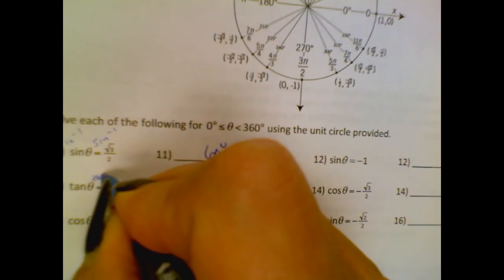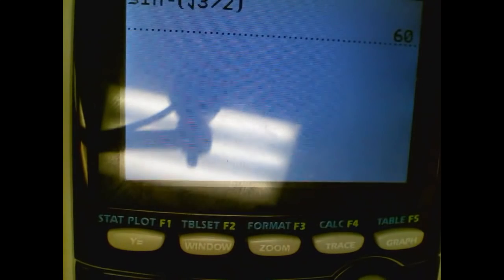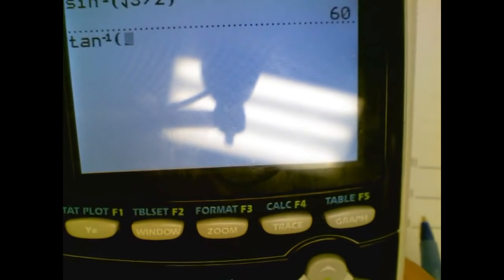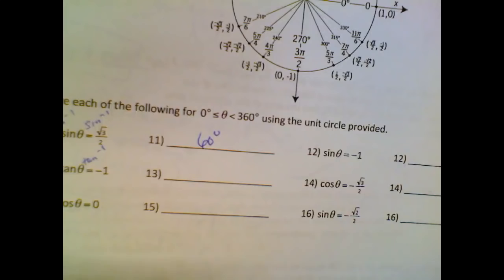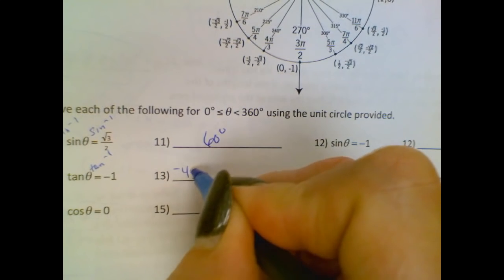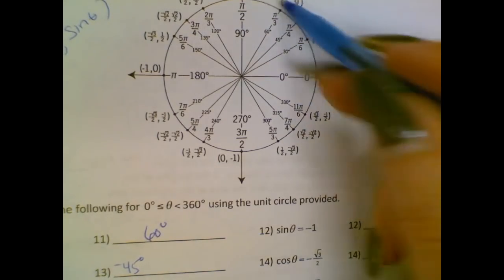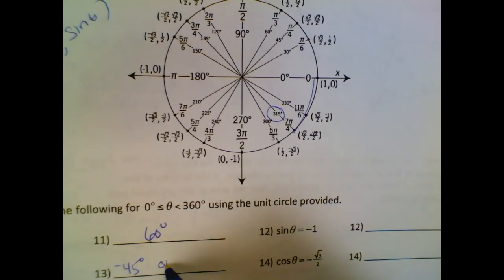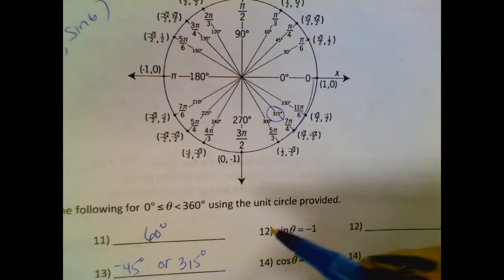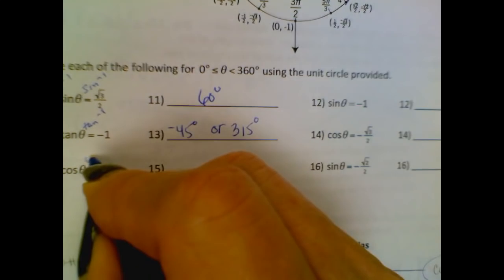And then find this one, arctan of -1. So if you did arctan of -1, you get -45. Now, I'd accept this answer, but do you know that -45 is the same thing as, here's -45, it's the same thing as 315. So you could use 315 as well. So tan -1 is at -45, or you can say 315. Accept either answer. On this one, do arc cosine of 0.